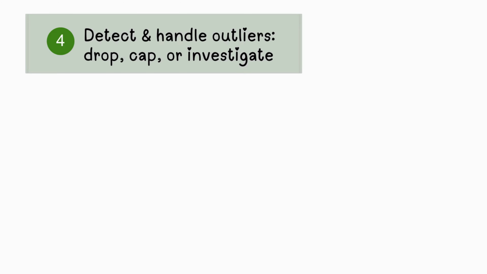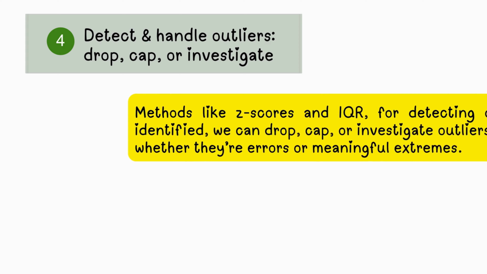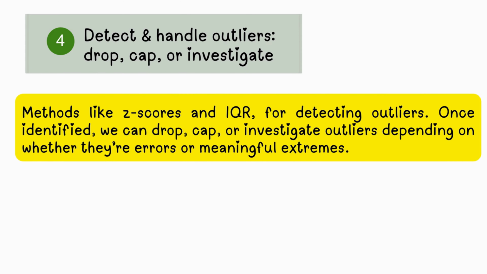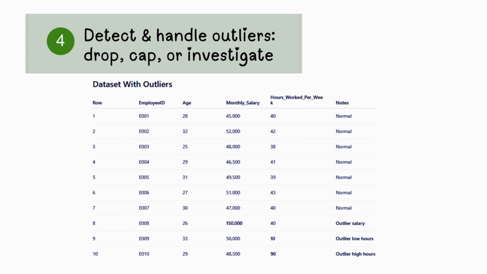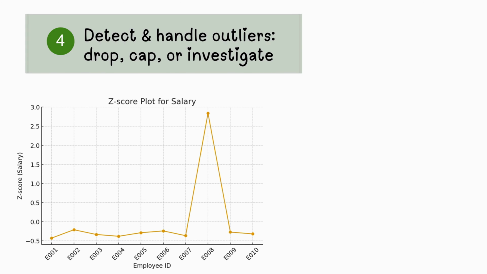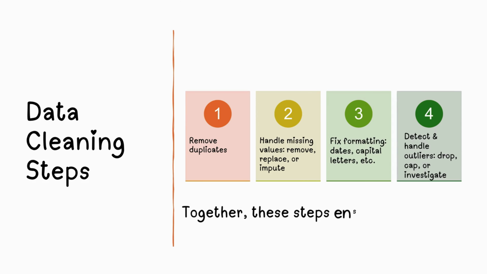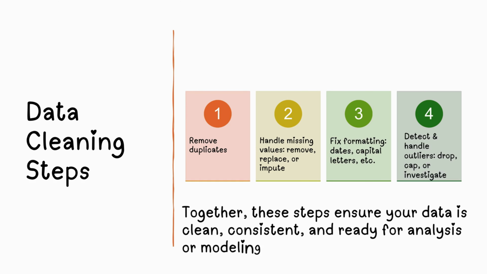And step 4 is detecting and handling outliers. We have already discussed methods like Z-score and IQR. Once identified, we can drop or investigate outliers depending on whether they are errors or actually meaningful extremes. Together, these steps ensure your data is clean, consistent, and ready for further analysis or modeling.